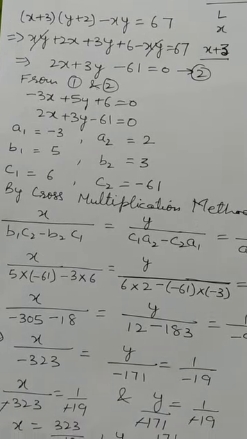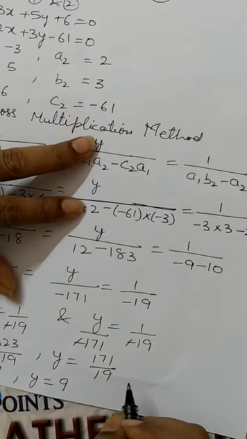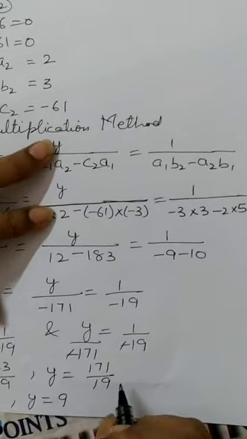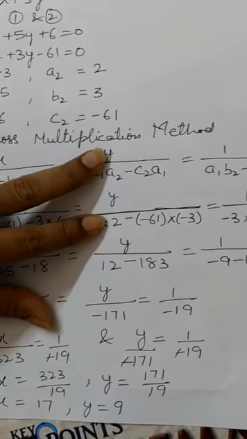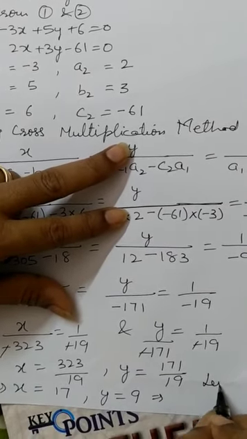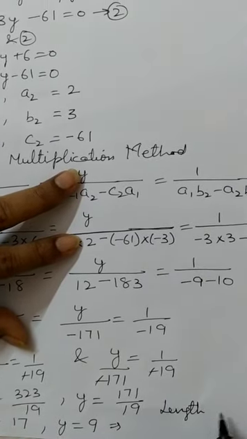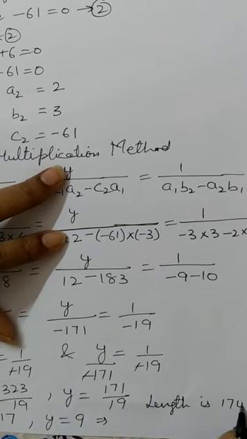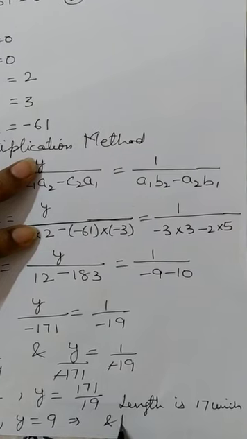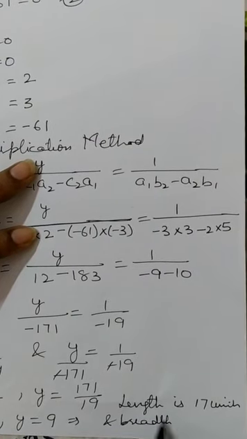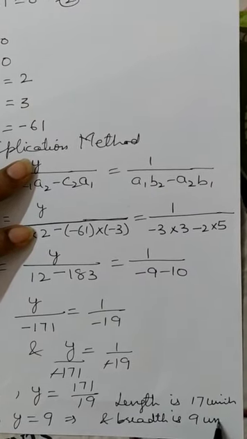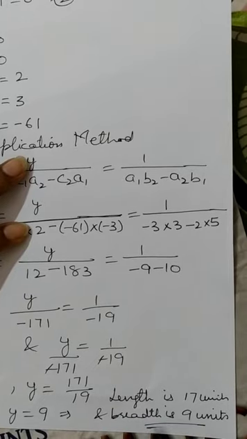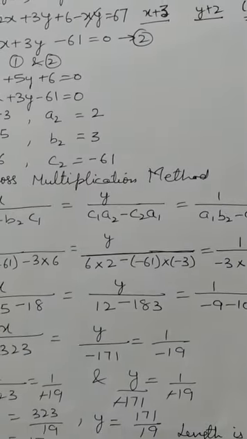Hence, we can say that the length of the given rectangle is 17 units. You must write it here, that the length of the rectangle is 17 units and breadth is 9 units. Further you can simplify the first and second part also of question number 4, because we have done such questions in the last 2 exercises.